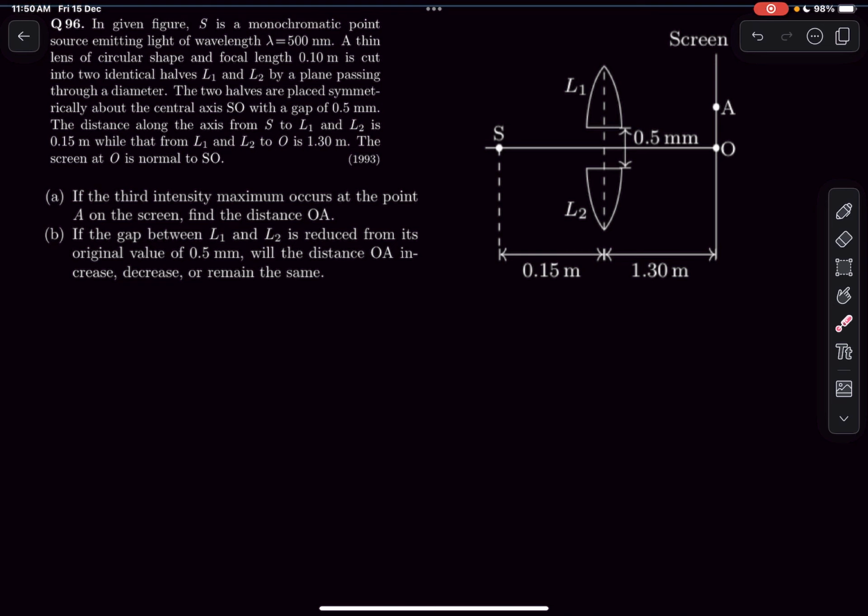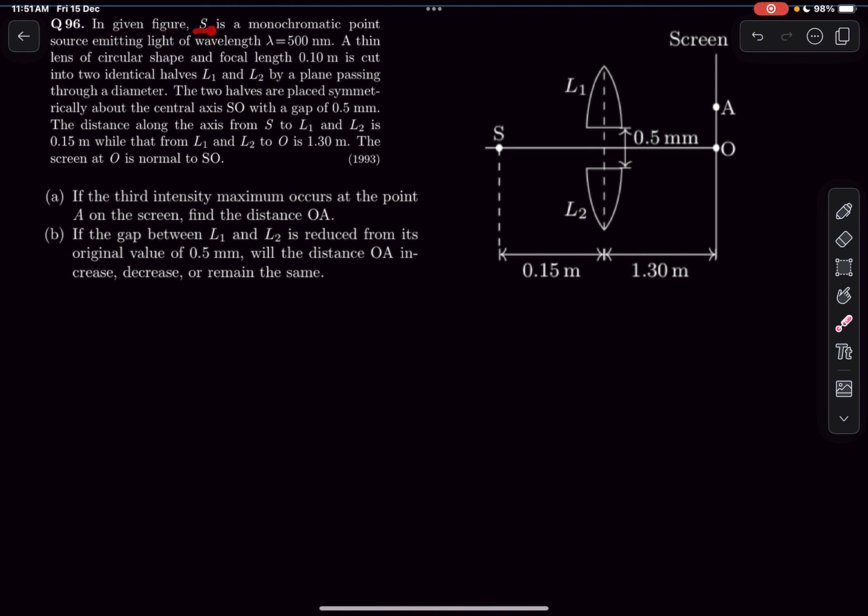Hello everyone, welcome back, and in today's video we're going to be discussing a problem that appeared in IIT 1993, and this question is based on the concepts from geometrical and wave optics. So give this problem a try for a few minutes and then come back for the solution. So let's read the problem statement.